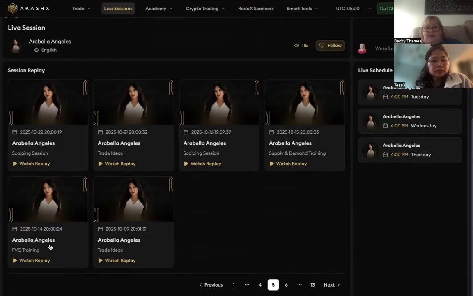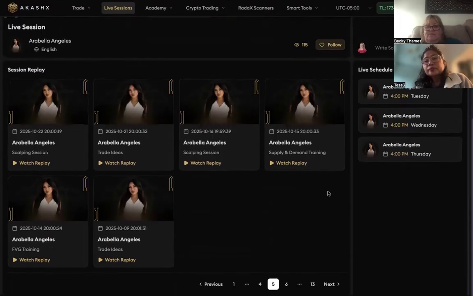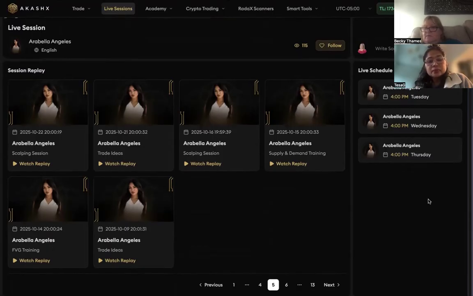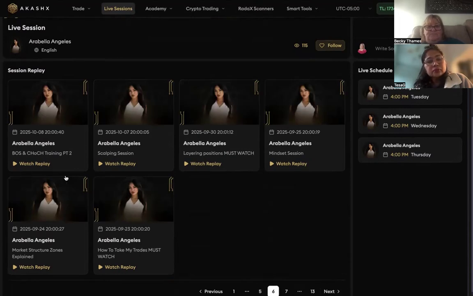Fair value gap training, watch that. About page 5 is a really good place to start with hers. Page 5, yeah. And then I mean, you can go to a bunch of them.